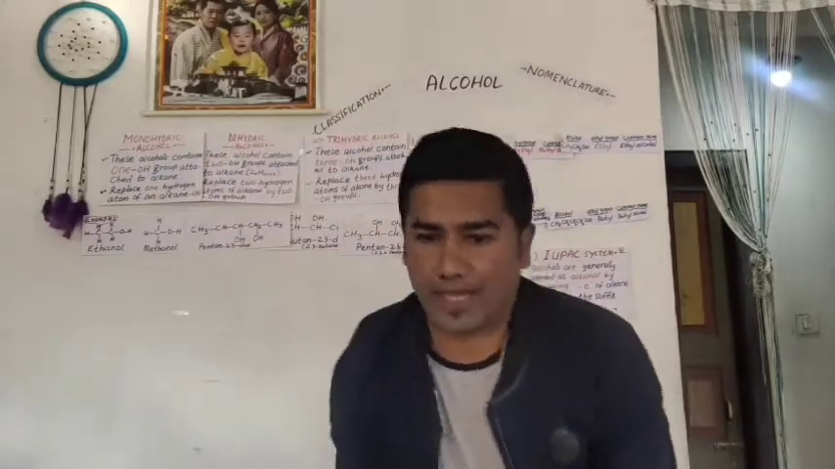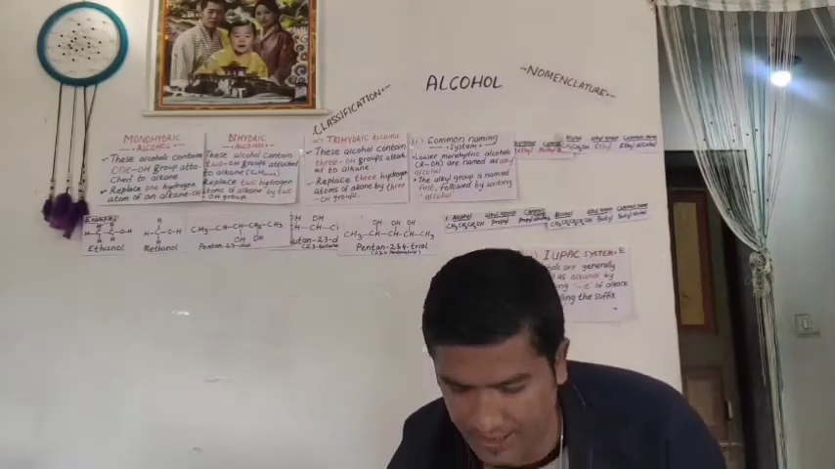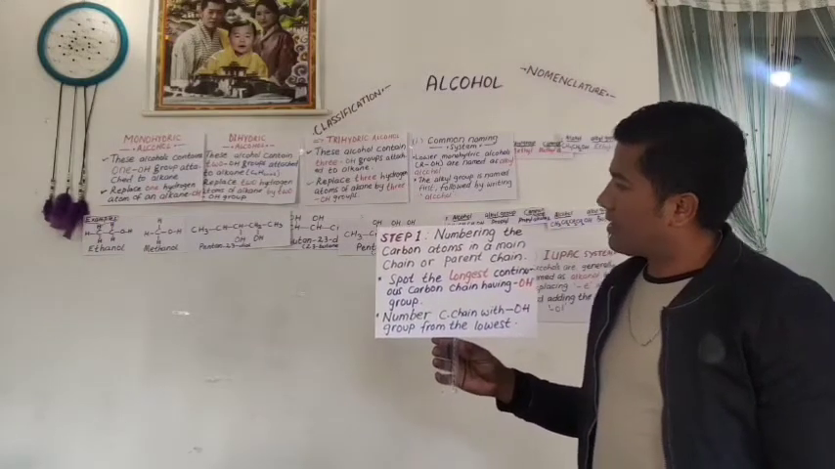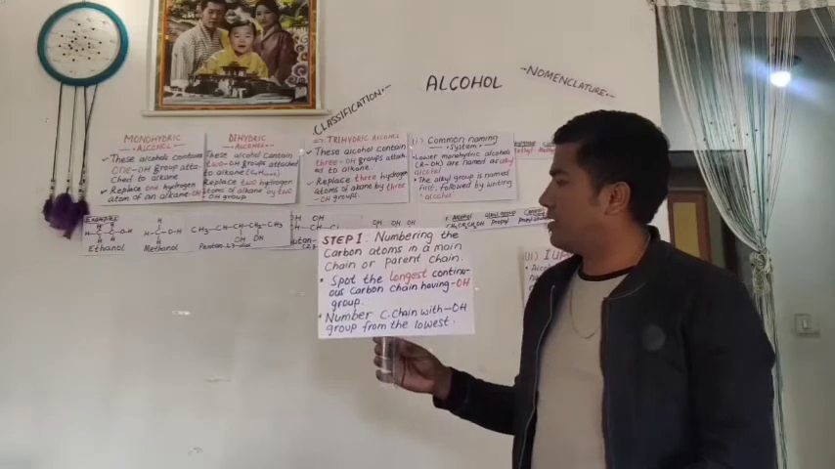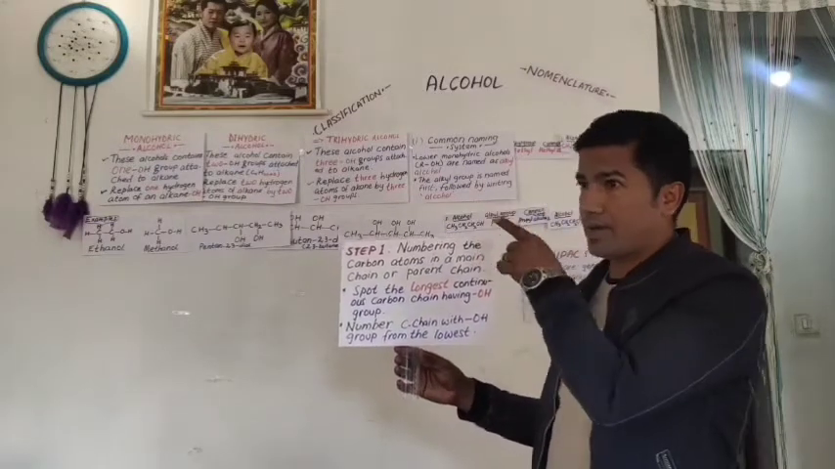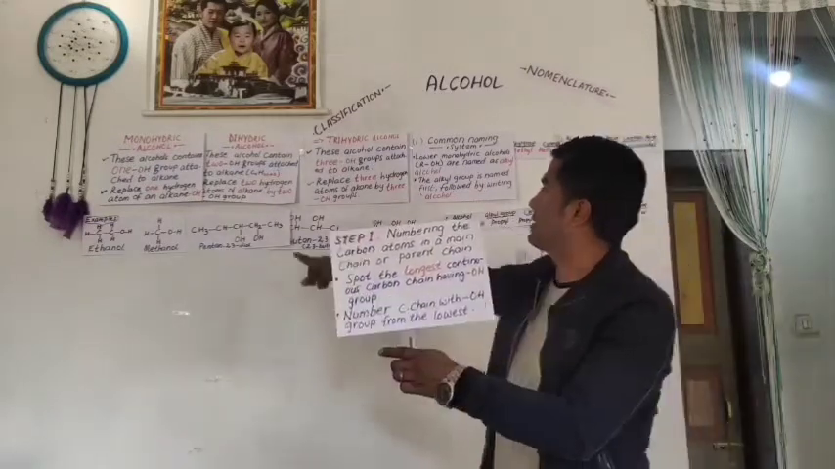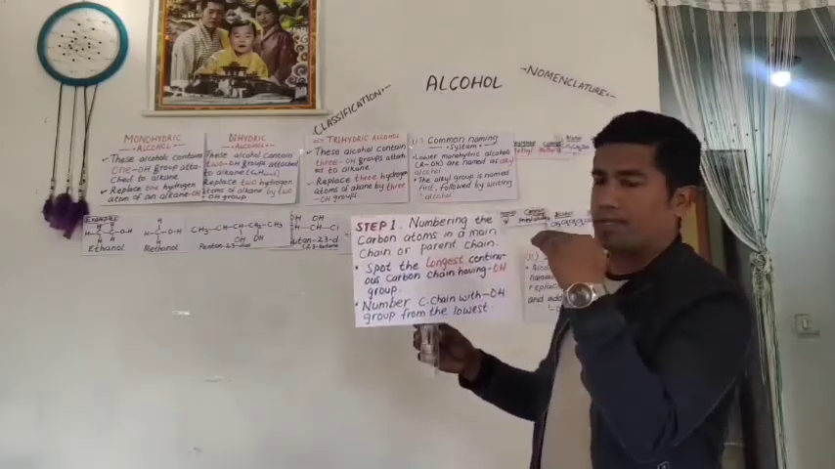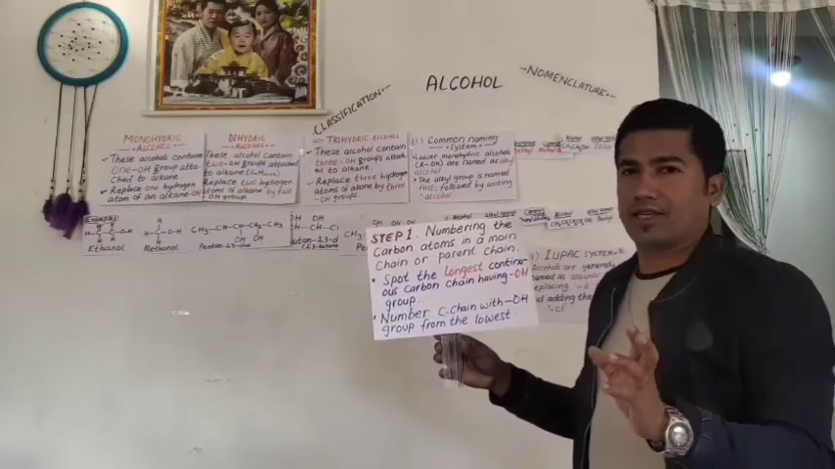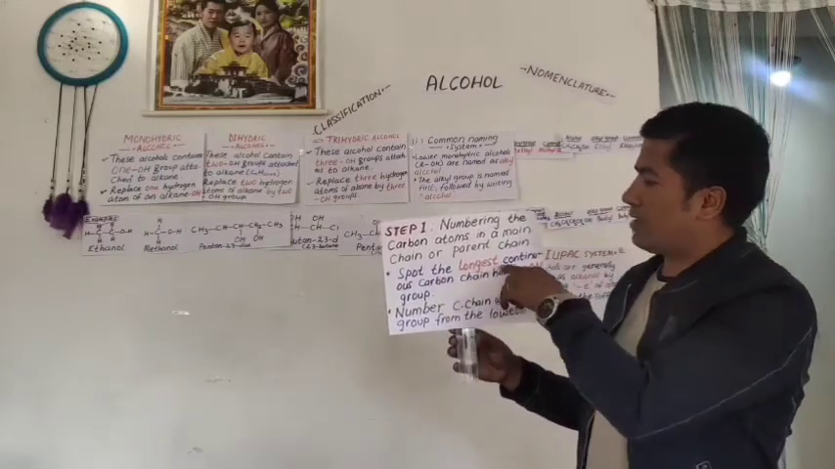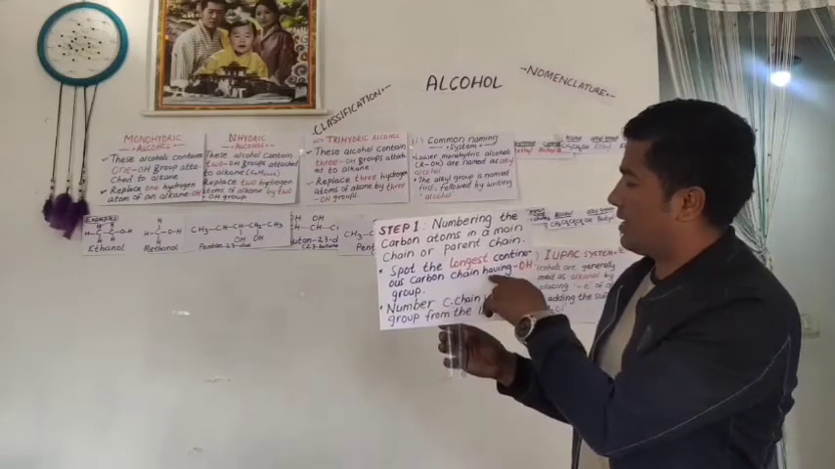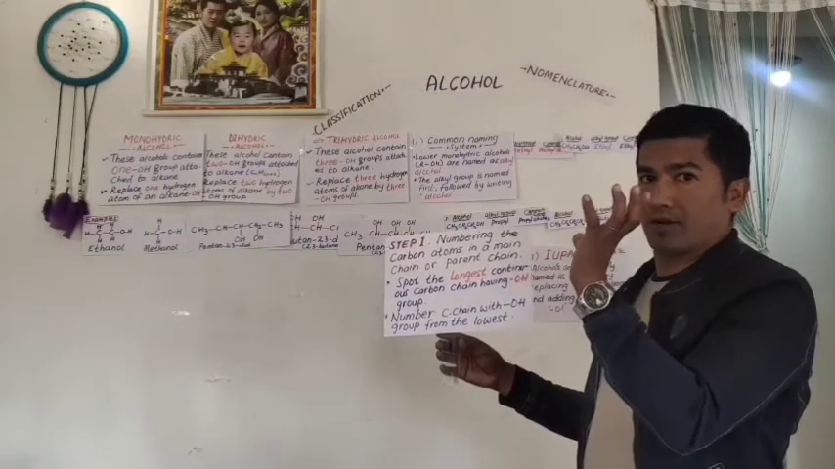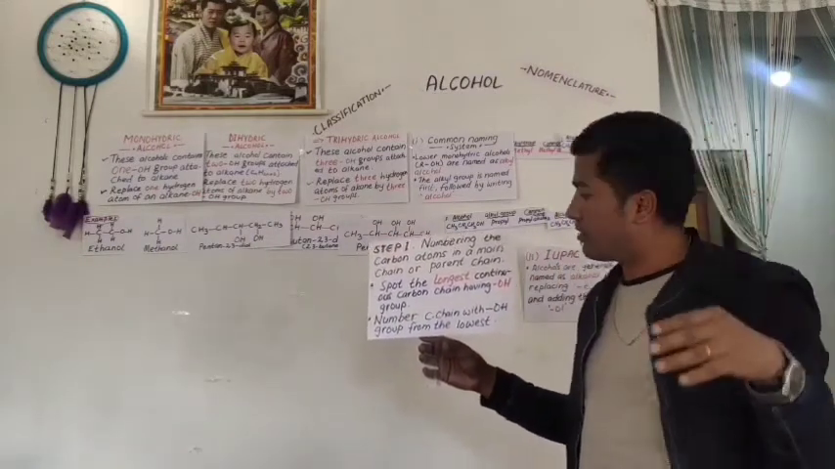Now let's look step by step at how IUPAC naming of alcohol is done. Step 1: numbering the carbon atoms in the main chain or parent chain. There will be a chain of carbon, as you can see here. You have to identify the chain, then number the chain. But when you are numbering the chain, there are certain rules. Spot the longest continuous carbon chain having the OH group.